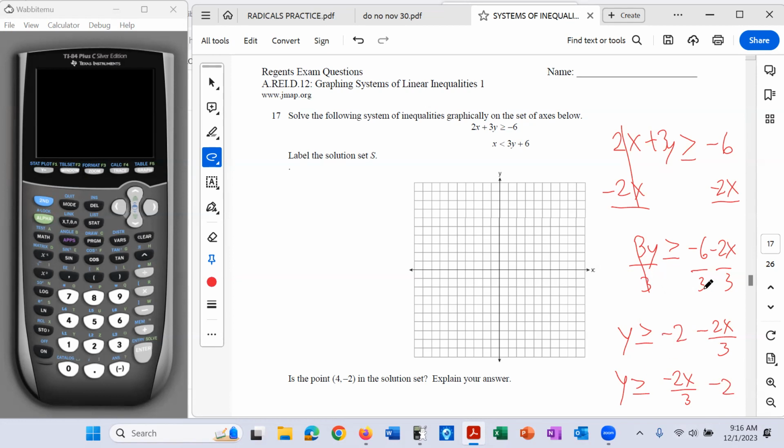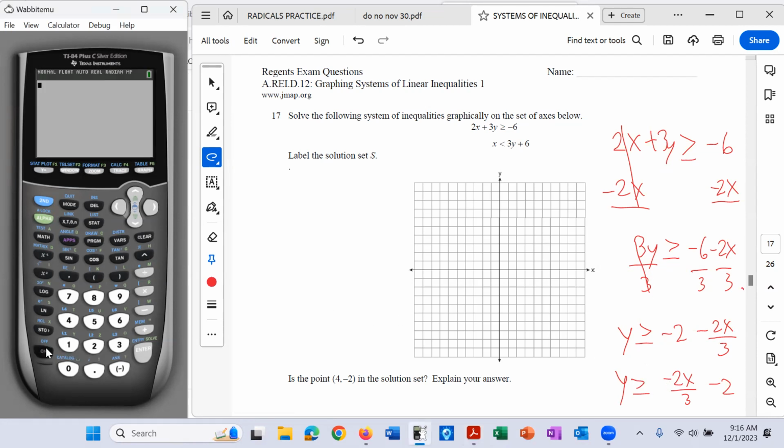Now, when I divided here, should I have changed the direction of the arrow? Yes or no, and why? No, why? You're right. We divided by a positive, so nothing changes. Is that clear? It is a negative number, but we're not dividing by a negative number, right? Cool. So we stay straight.